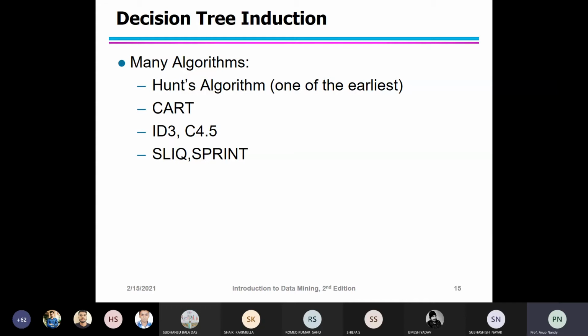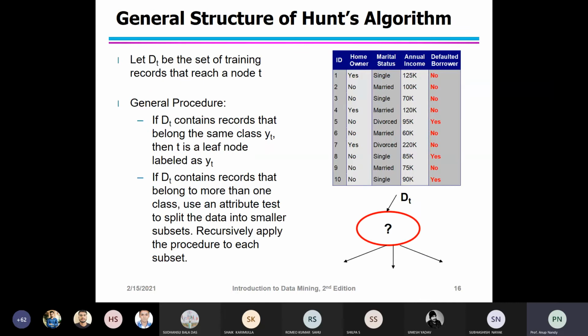Now we'll see some discussion of Hunt's algorithm. We'll illustrate it with some examples. There is a general structure of Hunt's algorithm. In Hunt's algorithm, a decision tree can be grown in a recursive fashion by partitioning the training records into successively purer subsets.